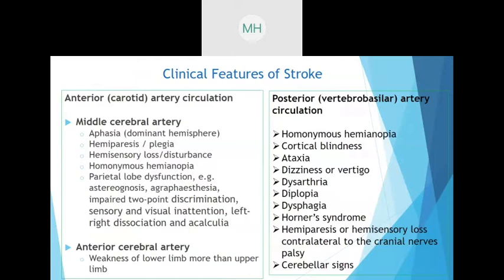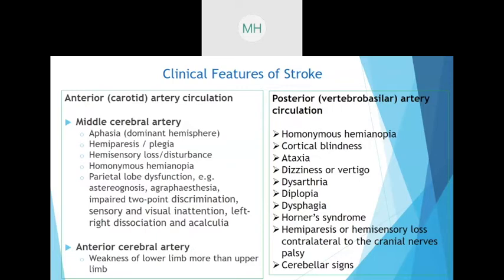Astereognosis is the inability to recognize an object by touch alone. So we ask the patient to close eyes, and then, for example, we put a key on the patient's palm, and the patient is unable to recognize it. Agraphesthesia is the inability of the patient to recognize written or drawn numbers or alphabets on the patient's hand, also by asking the patient to close eyes. Then impaired two-point discrimination, sensory or visual inattention, left-right disorientation, and acalculia, which is the inability to do simple calculations. These are the parietal lobe dysfunctions.